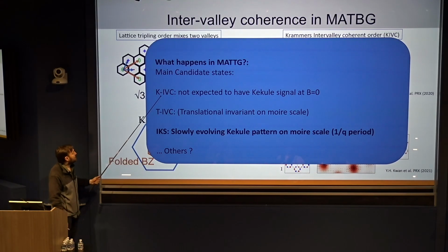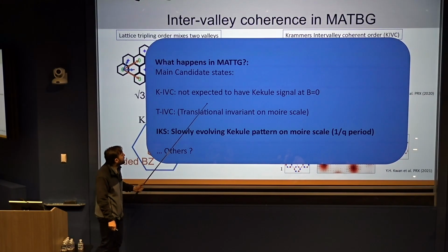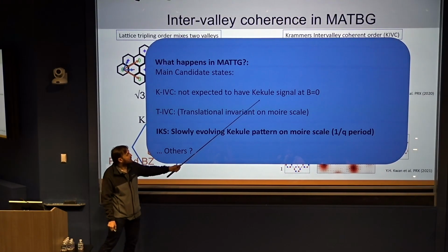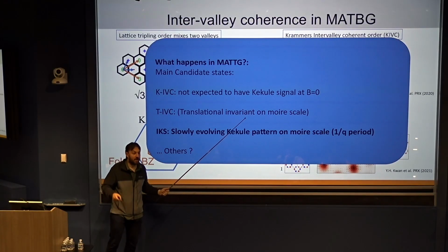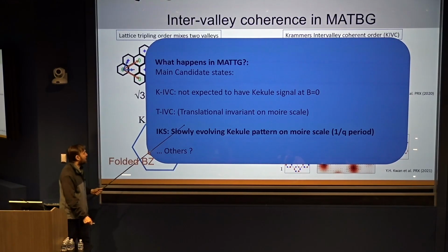So the KIVC as a state is actually very easy to rule out, at least in our sample, because it's not expected to have this type of signal at B equals 0. It's expected to have signal, but only at high magnetic fields. So we could rule this out immediately.